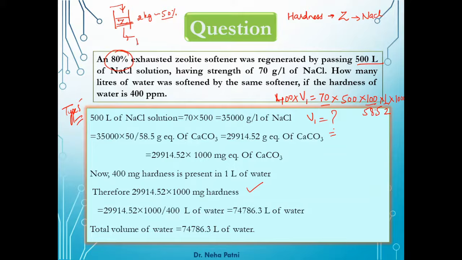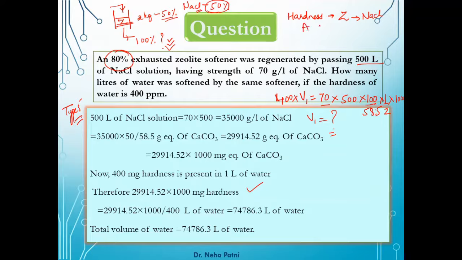Second point, is the hardness 100% removed or not? Yes, the hardness is 100% removed. Third point, now 50% is exhausted. So would the NaCl calculation for regeneration be for 50% or for 100% of zeolite? Obviously for 50% of the zeolite, because the rest of the zeolite is left untouched. It is still there in the container. It can still be used. So only exhaustion of 50% has taken place. So whatever NaCl you are going to use for regeneration would be for 50%. And that is responsible for removing the hardness 100%.